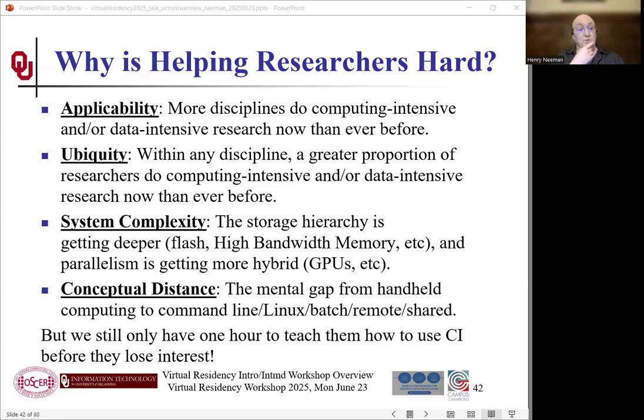And then finally, there's the conceptual distance. So the average human being thinks of this as a computer, their phone. To them, that's what a computer is, and their experience of computing is I pull out my phone. If I want to, let's say, install an app, I tap three times, once to open the store, once to select that app, and once to agree to let the app listen to my phone calls, right? That's what it takes to use the machine. That's very different from what it takes to use a large scale advanced computing system, which typically is command line, Linux, batch, remote, shared. And the gap, the mental distance between those two things is enormous.